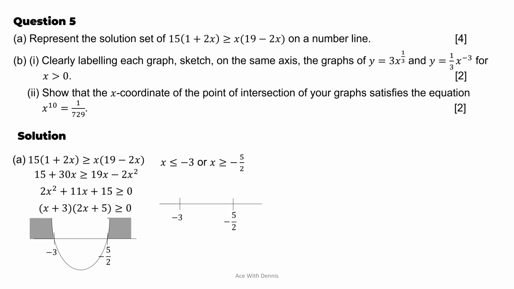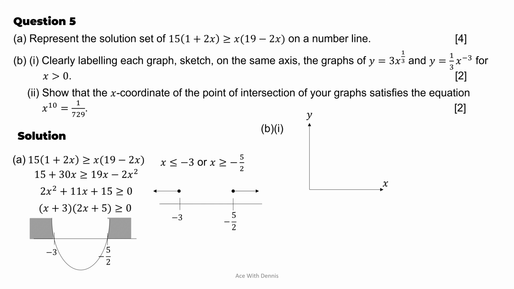Now, I want to label the inequality on the number line. So the first one, x is less than or equal to negative 3. So I will have an arrow pointing to the left with one black dot. Another one is x greater than or equal to negative 5 over 2. So the arrow will point to the right with a black dot as well, because we have the equal sign.